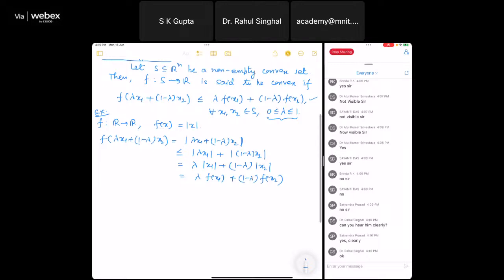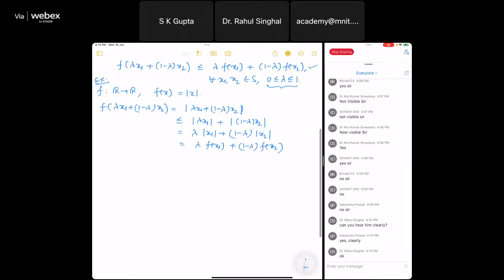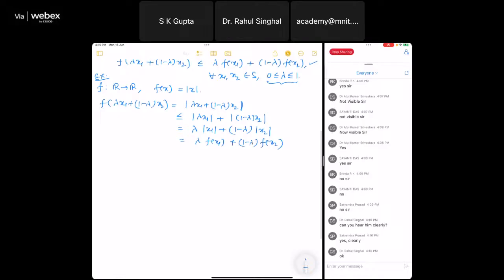So what does this definition mean geometrically? Now let us try to visualize this also. Suppose you have this shape of the function. Suppose you have this y equal to f(x), right?